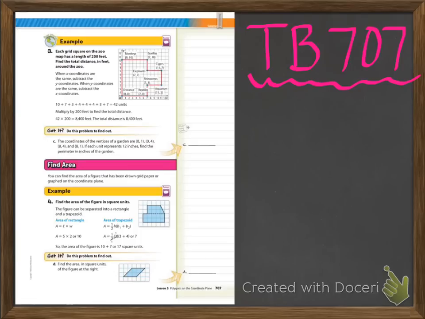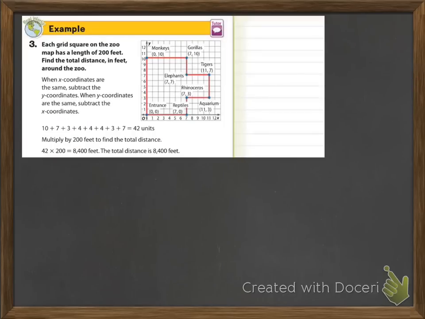Now you should be looking at textbook page 707. At the top it says each grid square on the zoo map has a length of 200 feet. Find the total distance in feet around the zoo. So when the x-coordinates are the same, subtract the y-coordinate, and when the y-coordinates are the same, subtract the x-coordinate. So what they've done here is they've taken 10 plus 7 plus 3 plus 4 plus 4 plus 3 plus 7, and they've got 42 units. So basically they use the same techniques that we did before to find each one of the side lengths. So you just want to go ahead and take a look at those.